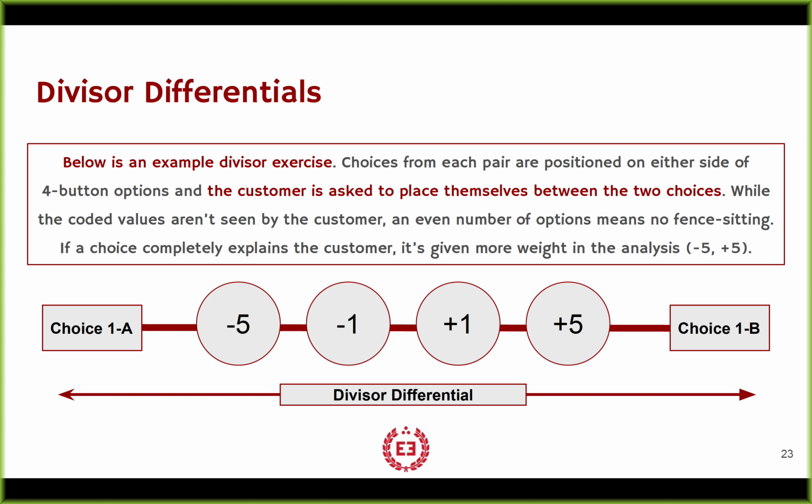Now, the person taking the survey, because this is always done through a survey, they just see 4 button options and 2 choices, and they're told to place themselves between those choices where they feel it best describes them. Now, here's an example of one, and I want to warn you, this doesn't necessarily work for you. This has worked with some of the groups that we've surveyed many times.